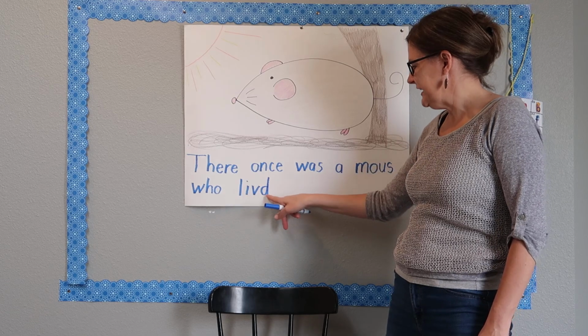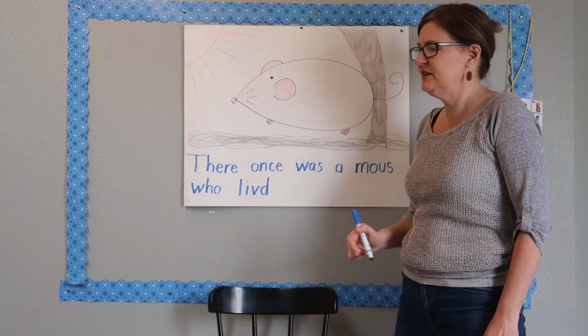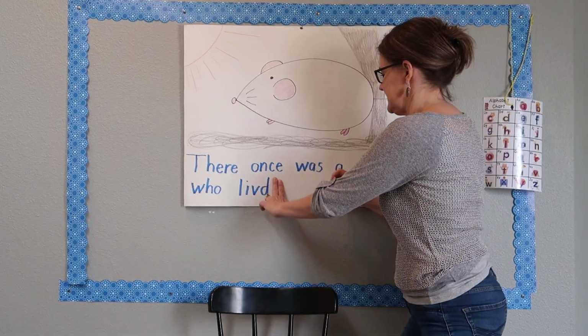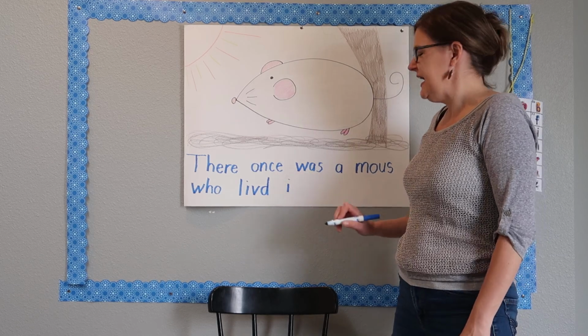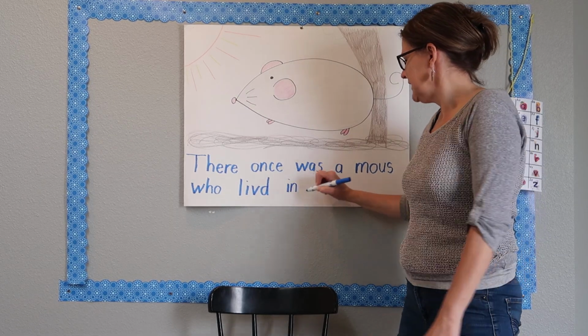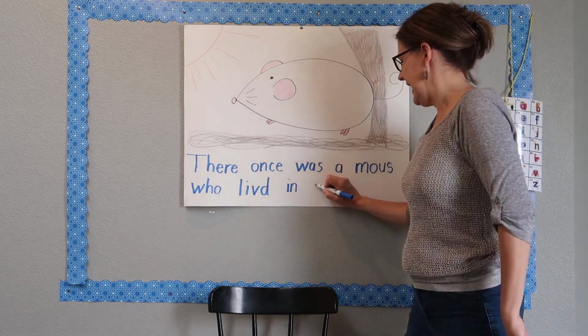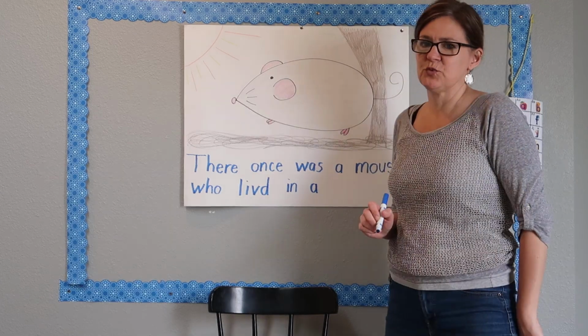Lived, lived. There once was a mouse who lived, gotta have my meatball space, in. I, N, meatball space, A, meatball space. Next word is dry.